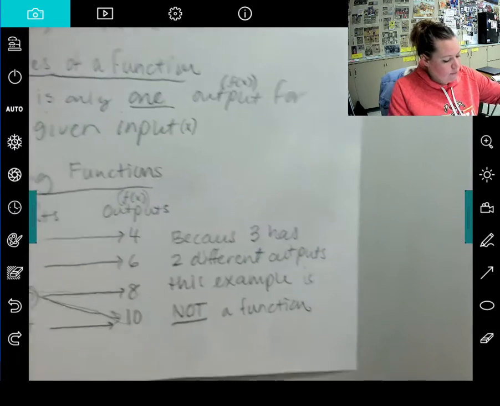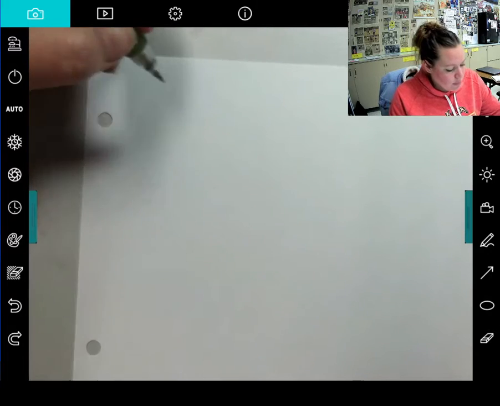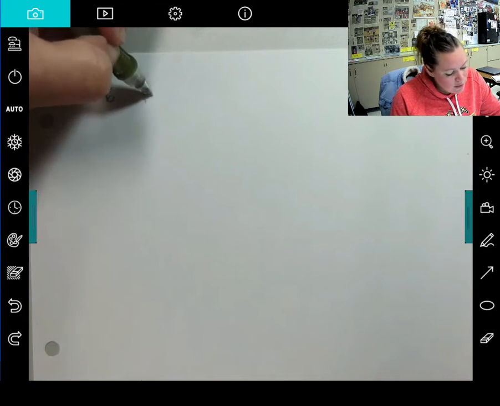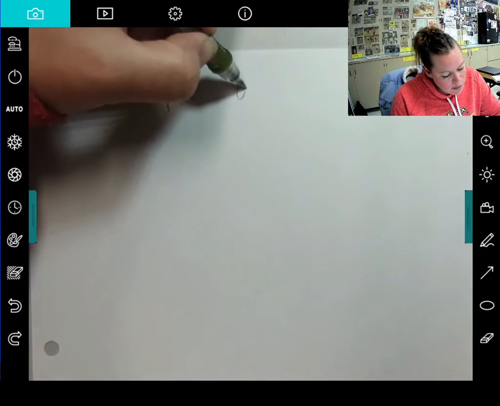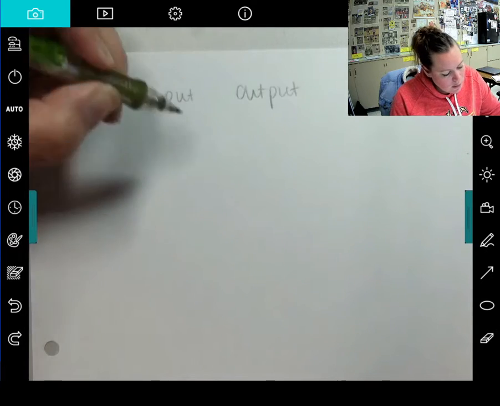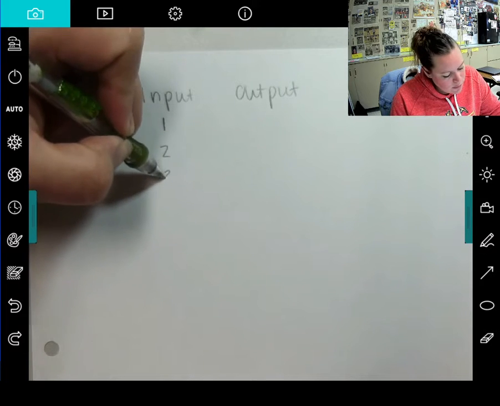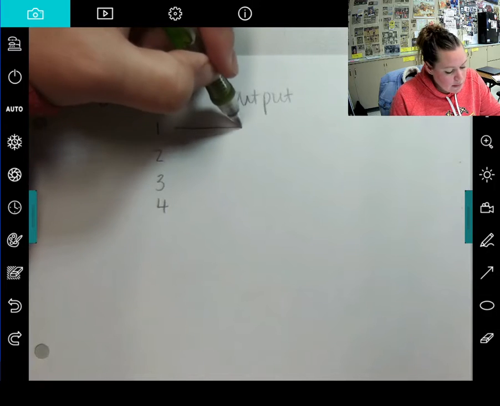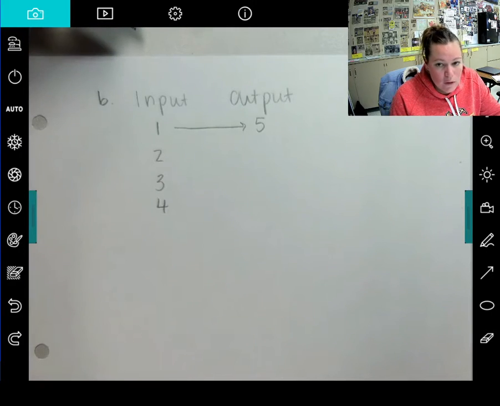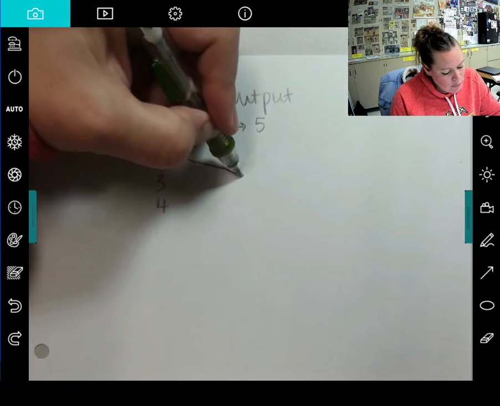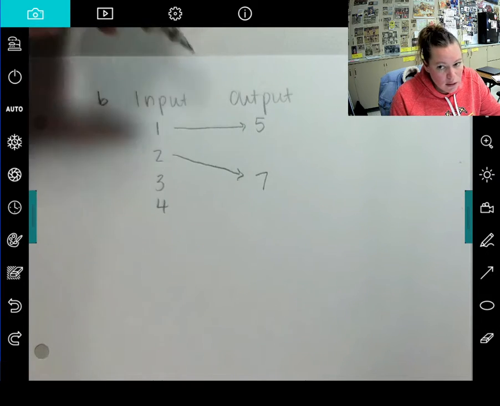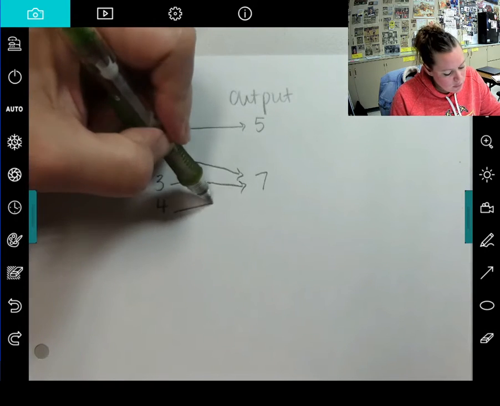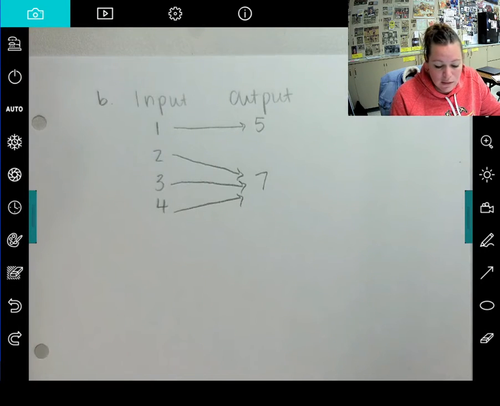Likewise, if we look at another example, I'm going to call it B. We have the same situation where we have an input-output table. Our inputs are 1, 2, 3, 4. When we plug 1 in, we get an output of 5. When we plug 2 in, we get an output of 7. When we plug 3 in, we get an output of 7. And when we plug 4 in, we get an output of 7.